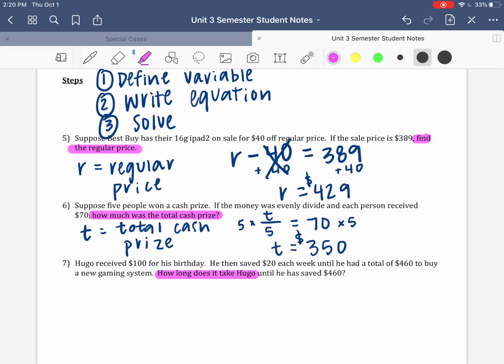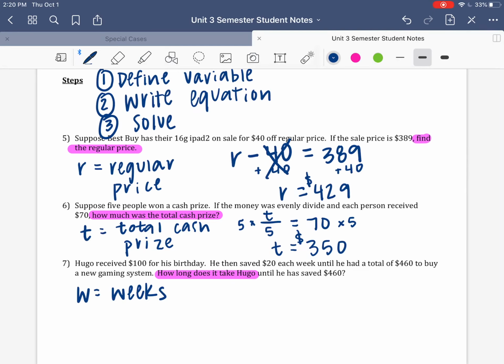So what I need to know is how long it's going to take. And when I decide on my units I'm going to use, I'm reading in my problem. The units of time here are weeks. So I'm going to stick with the units that are already in the problem, and we're going to solve for the number of weeks. So I'll use W for the weeks.